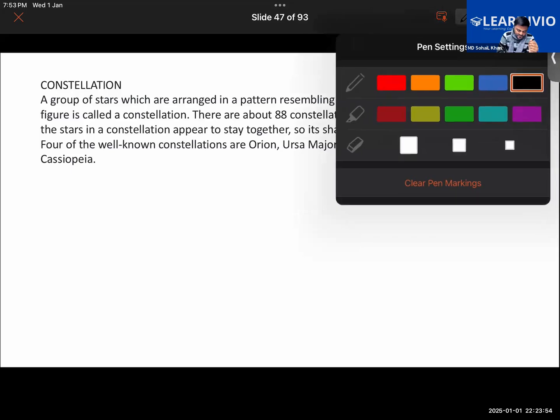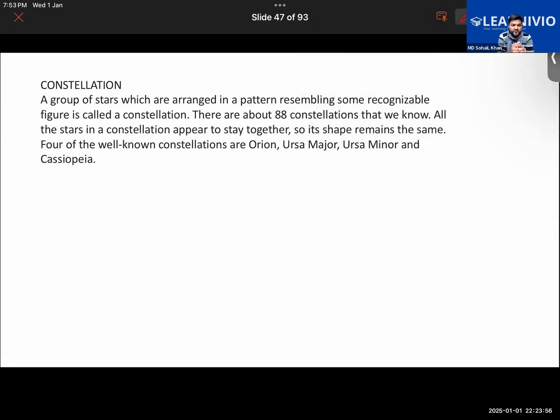Then talking about the constellation, which is basically a group of stars, right? A group of stars arranged in a pattern resembling some recognizable figure is referred to as a constellation. Note that they are not bound or connected via any physical structure or means. It just appears to us as patterns, right? There are about 88 constellations that we know so far.